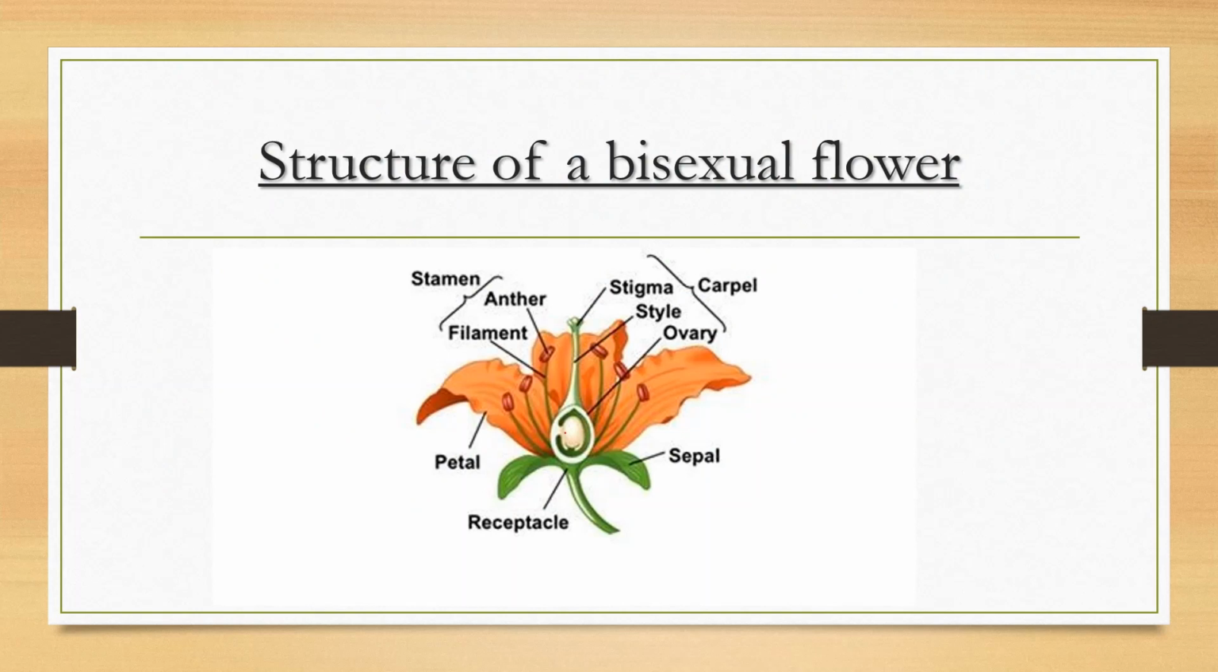Let us study the structure of a bisexual flower. Let me tell you first what is a bisexual flower. A bisexual flower is a flower which has both male and female reproductive parts. The male reproductive part is known as stamen and the female reproductive part is known as carpel. The stalk of the flower which is connected to the stem is called pedicel. On the top of the pedicel, there is a disc-like structure which is called a receptacle. On this receptacle, all the floral structures are situated. This receptacle is also called thalamus.